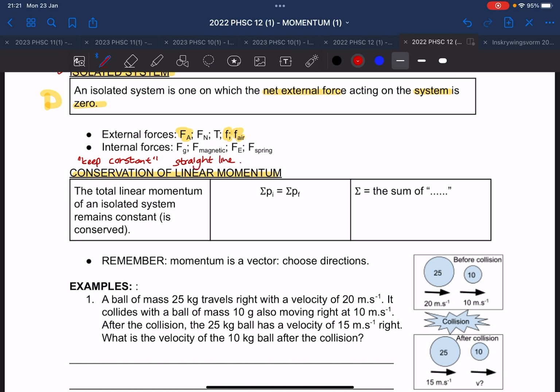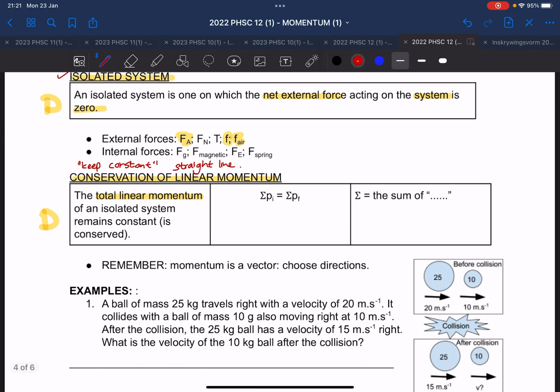All right, now what is that? The definition: the total linear momentum. Now total means you must add it. The total linear momentum of an isolated system remains constant or remains conserved. Okay, so that means the sum.